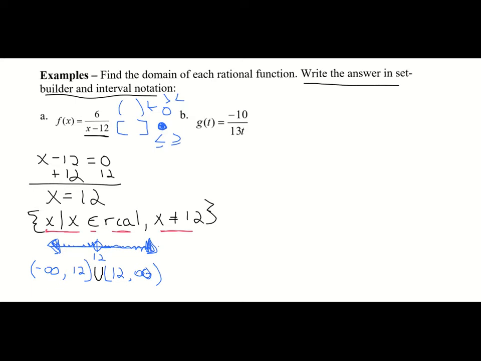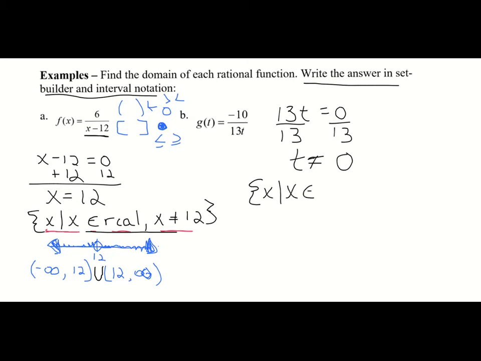Next for B, we have 13t. So we're going to take our 13t and again set it equal to 0, divide by 13. And we know that here t can't equal 0. That's where the expression is undefined. So again, for set builder notation, it's going to look much like it did over here. The only thing that's going to change, so we have the set of all x such that x is an element of real numbers. And then the only thing we'll change is, instead of x not equaling 12, it can't equal 0 here.